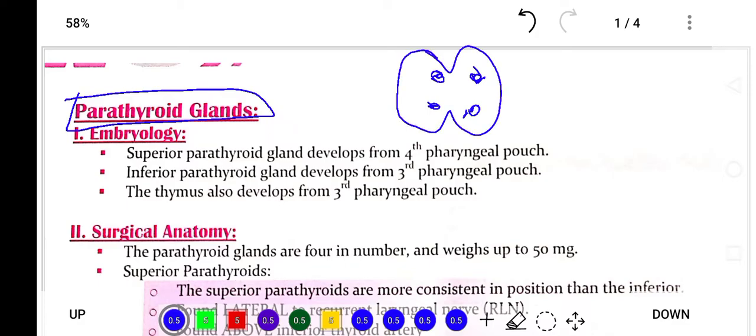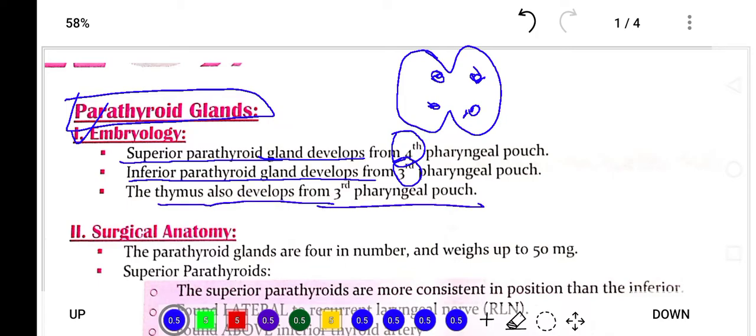These are tiny glands, and the embryology of the parathyroid gland is that the superior parathyroid gland develops from the fourth pharyngeal pouch, and the inferior parathyroid gland develops from the third pharyngeal pouch, and the thymus also develops from the third pharyngeal pouch. So this is the embryological development of the parathyroid gland.